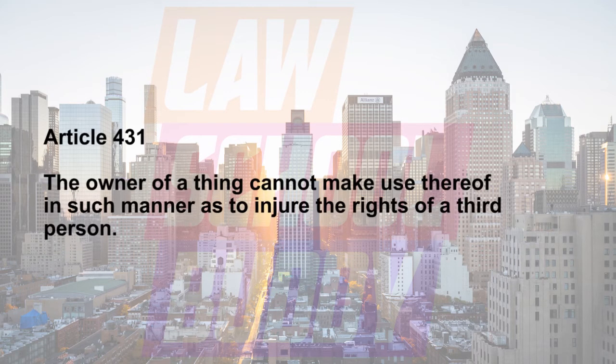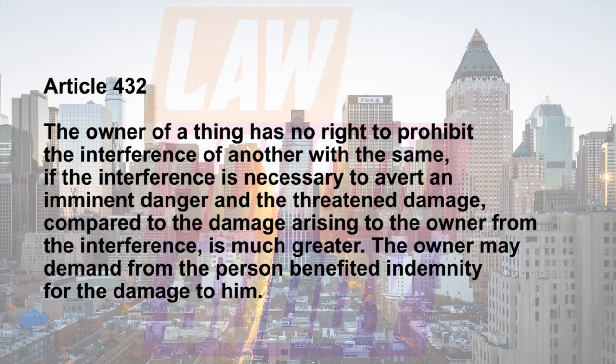Article 431. The owner of a thing cannot make use thereof in such manner as to injure the rights of a third person. Article 432. The owner of a thing has no right to prohibit the interference of another with the same, if the interference is necessary to avert an imminent danger, and the threatened damage, compared to the damage arising to the owner from the interference, is much greater. The owner may demand from the person benefited indemnity for the damage to him.